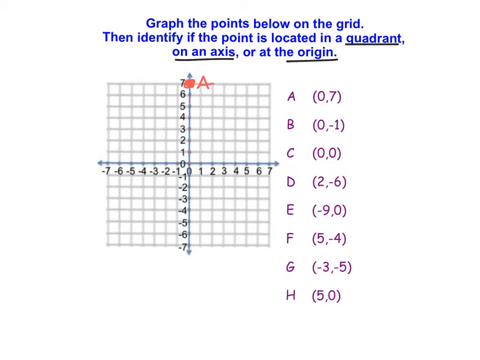This is point A. What I notice about point A is that it's not necessarily in a quadrant. It looks like it's between quadrant 1 and quadrant 2, which doesn't really help. But what I also notice, since I can't pick a quadrant, is that it's located on one of the axes, and specifically it's located on the y-axis. Then I'm going to move on to point B.